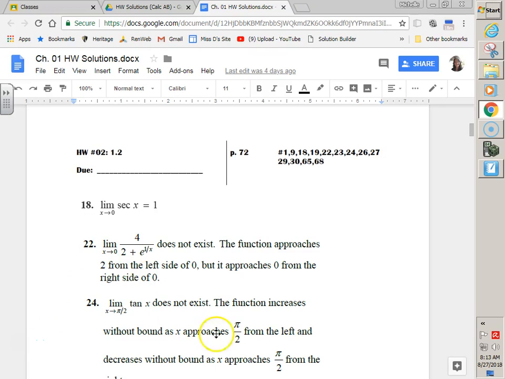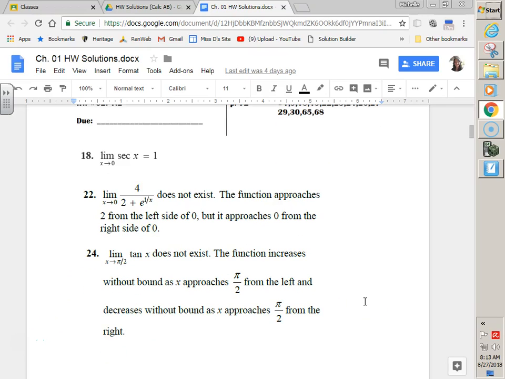All right, so starting with numbers 18, 22, and 24. Let me give you a second. 18, the answer should just be 1, using a table, I think, right?